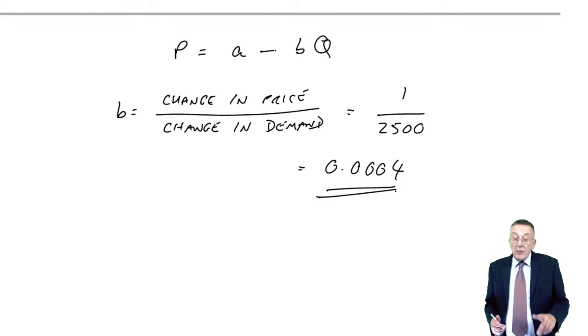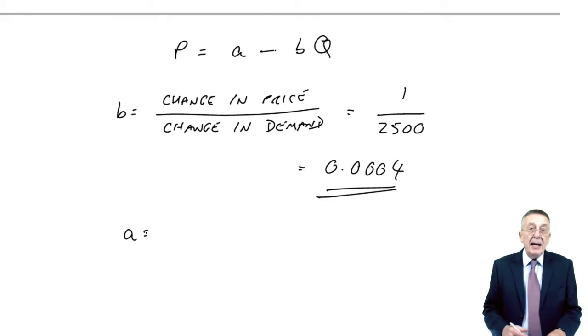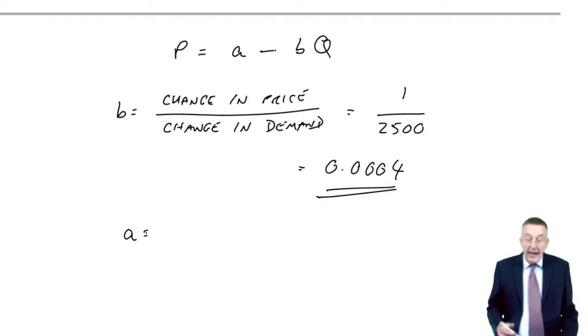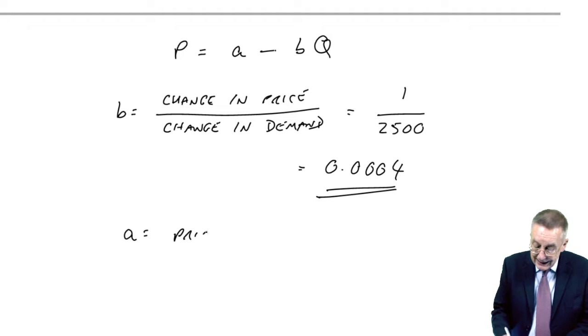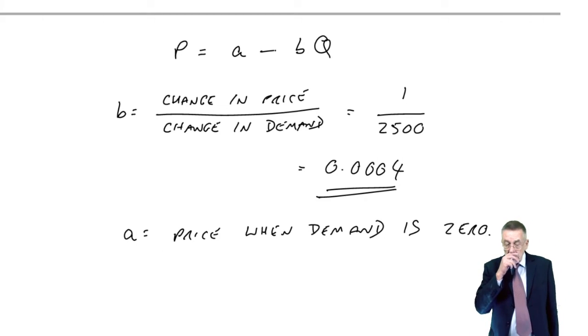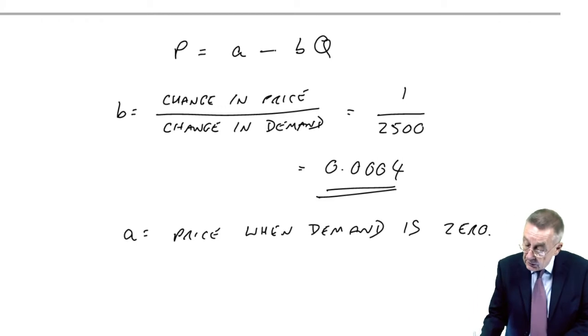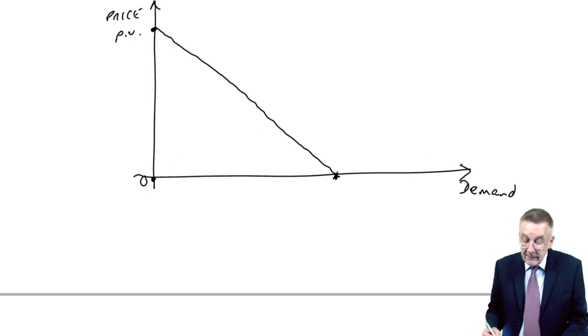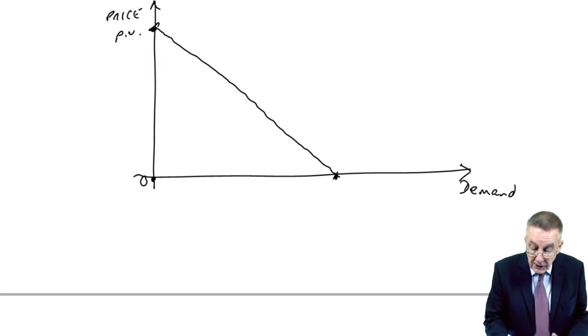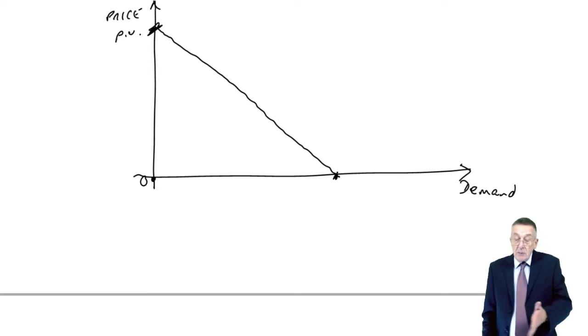Well, that's given us B, but we also need to know what A is. And here the examiner helps you. It says A is the price when demand is 0. And that fits in with what I was saying about the graph a few minutes ago. That the maximum price we can charge is there, and at the maximum price the demand would be 0.